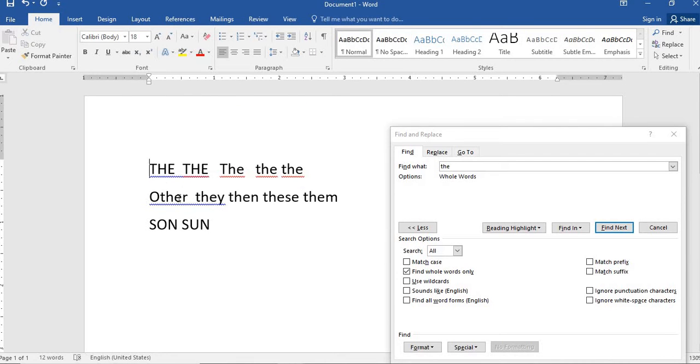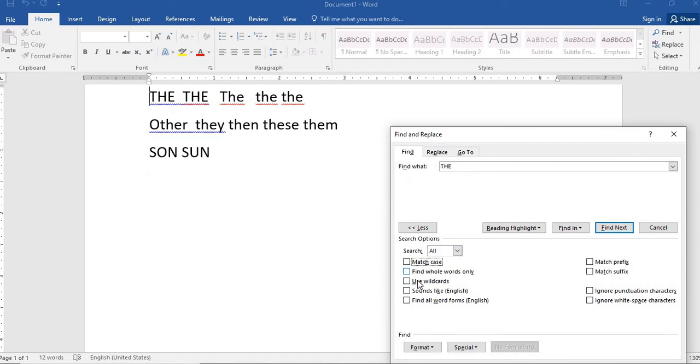Suppose the word "the" is in capital letters or small letters, and I need to find only the capital one. Type the find what as a capital "The". Use the option called match case. Find next. So it is finding only the capital letters "The".